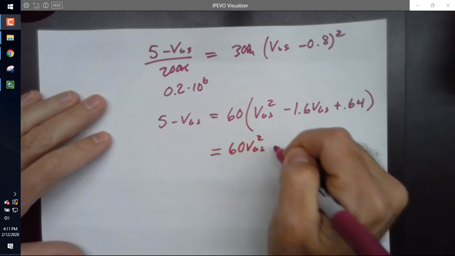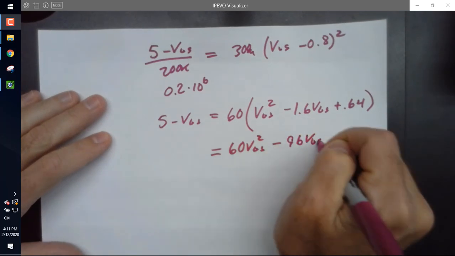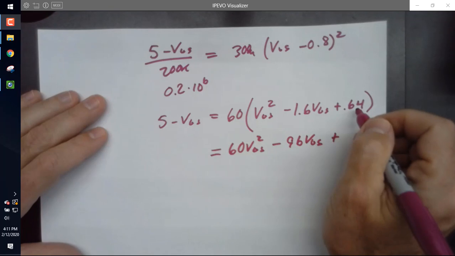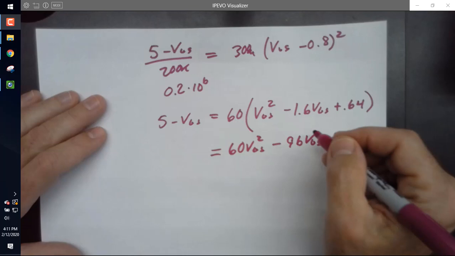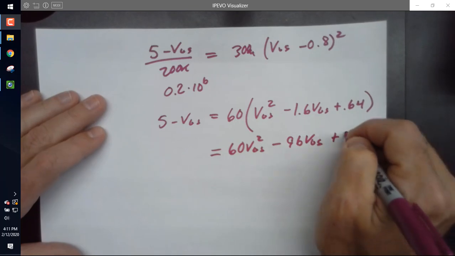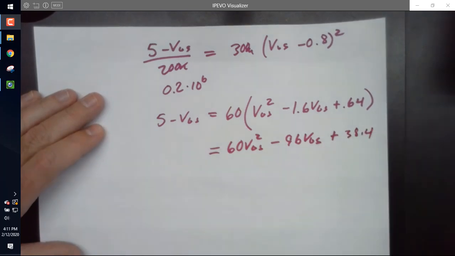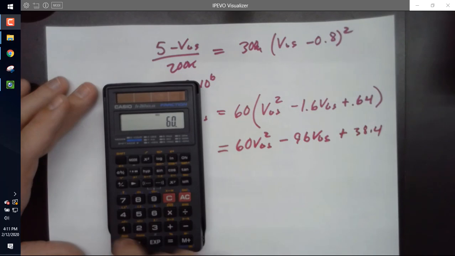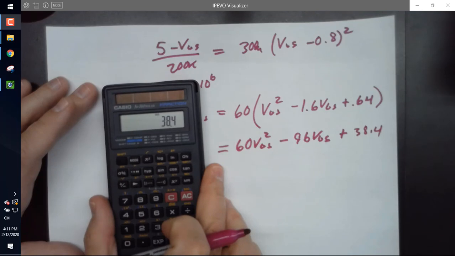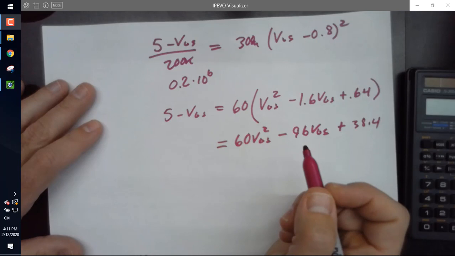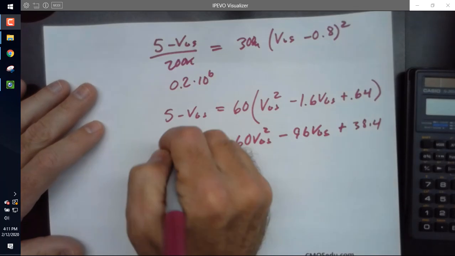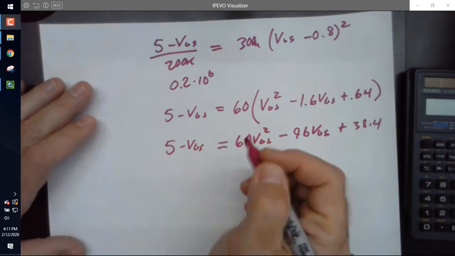All right, minus 96 VGS plus 6.64 times 60 would be 36 plus 2.4, so that'd be 38.4. Does anybody agree? 60 times 0.64 equals 38.4. He's a human calculator. What's that? 5 minus VGS.